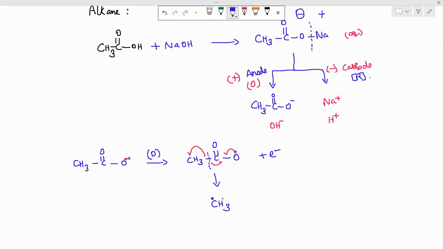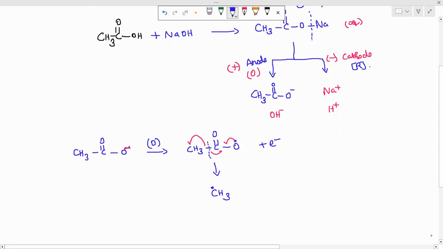How am I saying that it is an ionic mechanism? Because the positive and negative parts are electrolyzed. We are taking an electrolyte and it will be dissociated into positive and negative parts. So the ionic mechanism is also there, as well as the free radical mechanism. So finally we are getting carbon dioxide and then the CH3 dot radical.